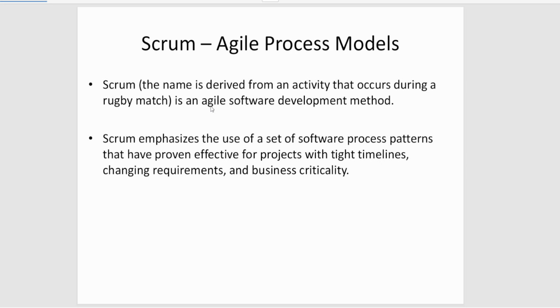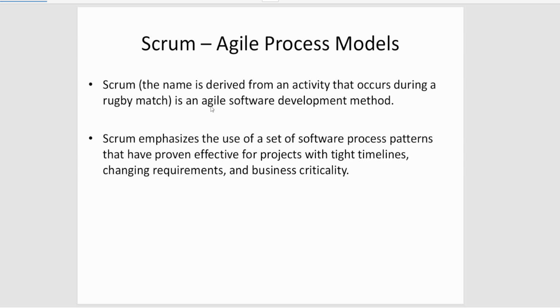Scrum emphasizes the use of a set of software process patterns that have been proven effective for projects with tight timelines, changing requirements, and business criticality. That means it will also have everything in place that we developed in previous process models like RAD and the spiral model. We consider RAD a very good model when we have a time constraint, and when requirements are changing, we go for either prototype or the spiral model. And there is something called business criticality as well, in which sometimes you need to make certain compromises.